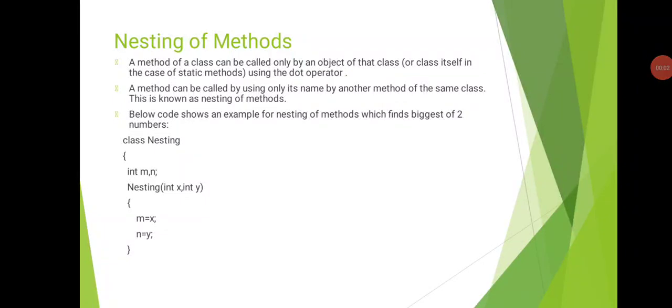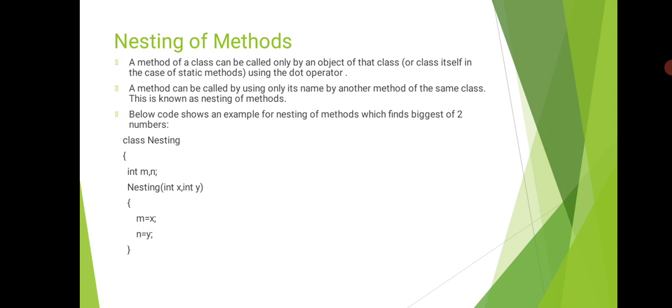Hello students, in the last session we discussed constructors, method overloading and constructor overloading with their examples, right? So in this session we discuss nesting of methods. The name tells us that nesting of methods means a method within a method. We know that a class has both instance variables and member methods, and both can be accessed through objects and the dot operator.